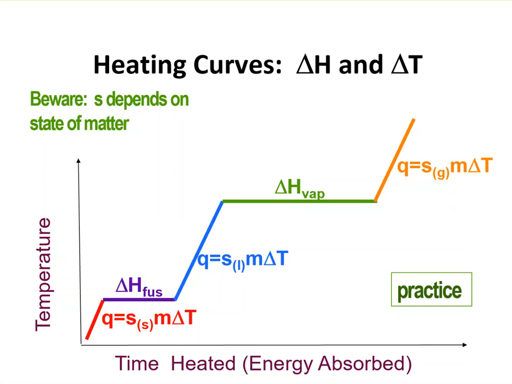So the main thing is, when you're doing calculations that involve both heating and cooling and a phase change, you have to break it up into those segments and look at the energy involved in each one. The other thing is, beware that specific heat depends on the state of matter. The specific heat for ice is different than the specific heat for liquid water, say, and so on.